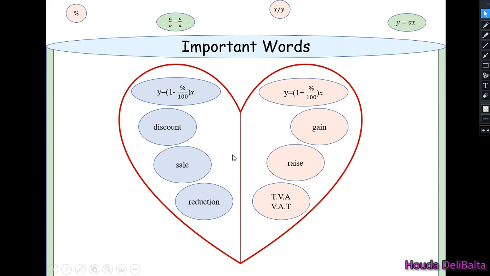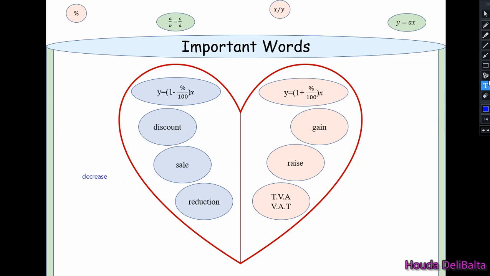Here are important words that you have to know. If there is the word discount or sale or reduction or sometimes decrease, then you are going to apply this rule: y equals 1 minus the given percentage over 100 into x.